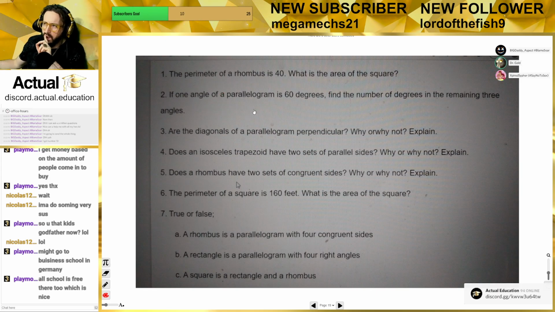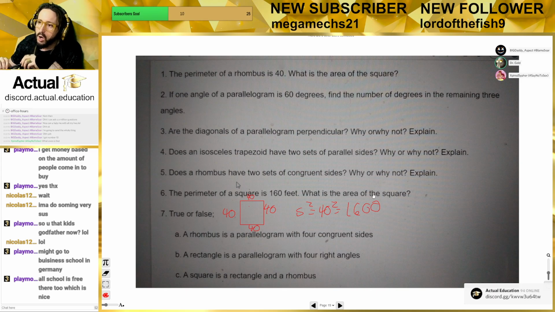Sorry, number 6. If the perimeter of a square is 160, what's the area of the square? So if something is a square, it means all the sides are the same, right? So in order for it to have a perimeter of 160, you need 40, 40, 40, 40. And then the area is just the side squared, which is 40 squared, which is going to be 1600. Cool. True or false? A rhombus is a parallelogram with 4 congruent sides.